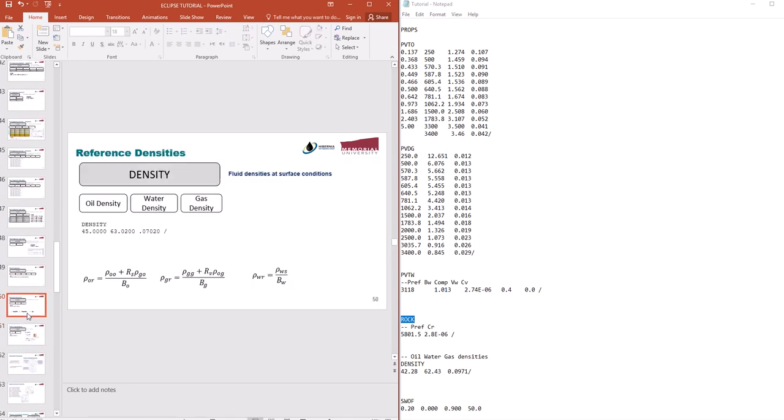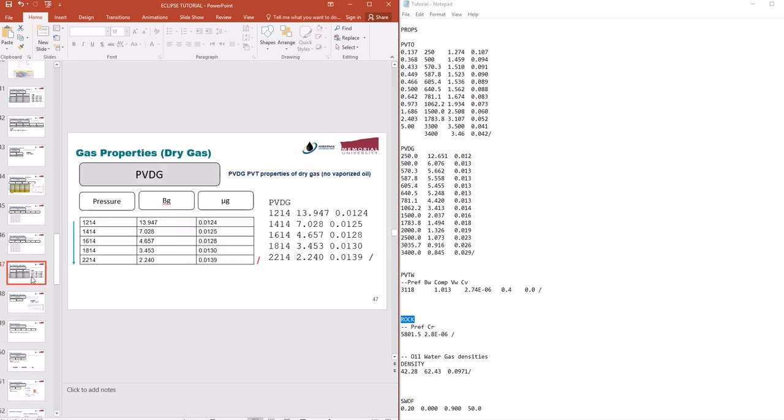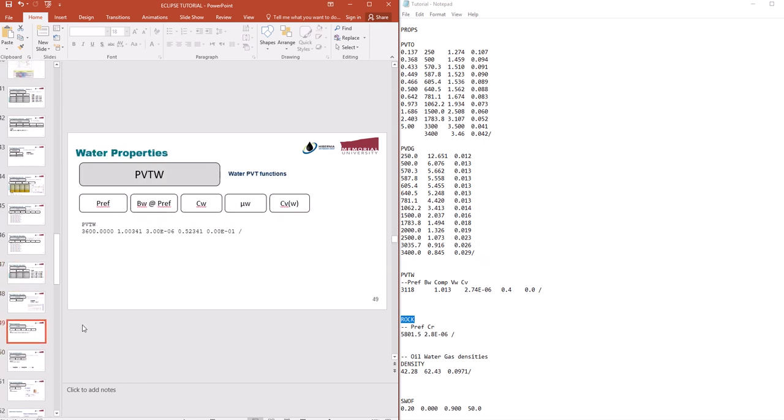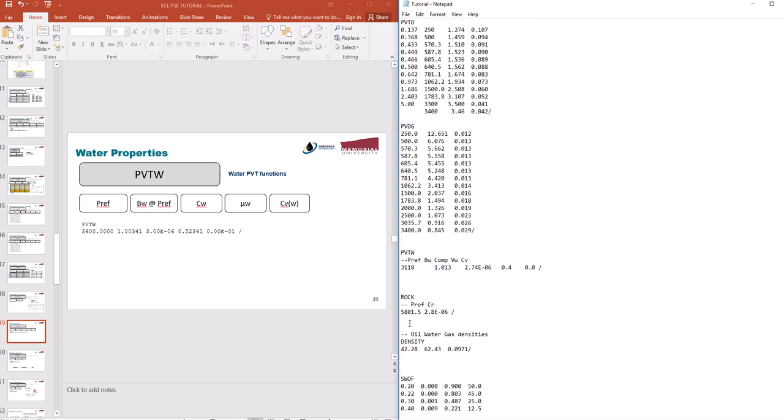For that we need to use the ROCK keyword. The ROCK keyword takes two items. The first item is the reference pressure, and the second item is the compressibility of the rock at that reference pressure. So in this case, this is our reference pressure, and we say that the rock compressibility will be this value. Also this keyword finishes with a slash. So you provided oil, gas, water, and the rock properties.